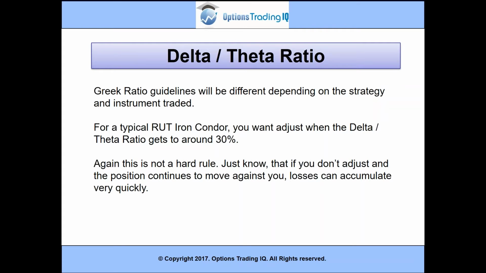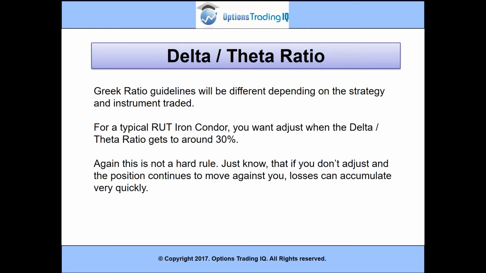Okay, so I get emails all the time from people who have let their iron condors go too far, and at that point the losses just get bigger and bigger really, really quickly, and it's really hard to do anything at that point. Whereas if you do something about it when the delta theta ratio gets to 30% or even 35%, generally you're going to be okay. You're not going to have that massive loss.